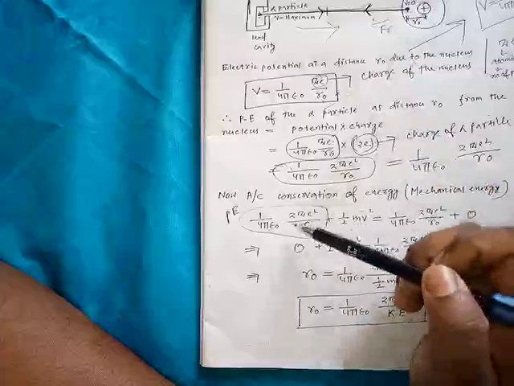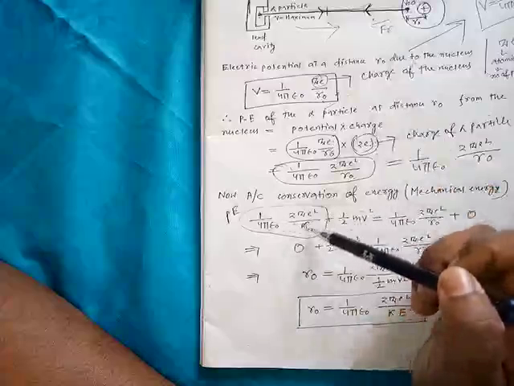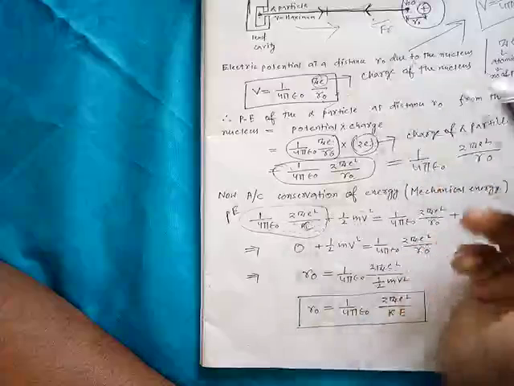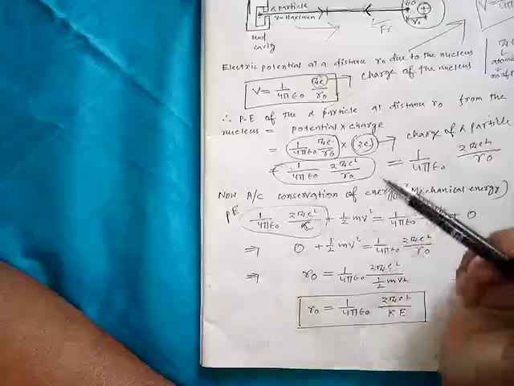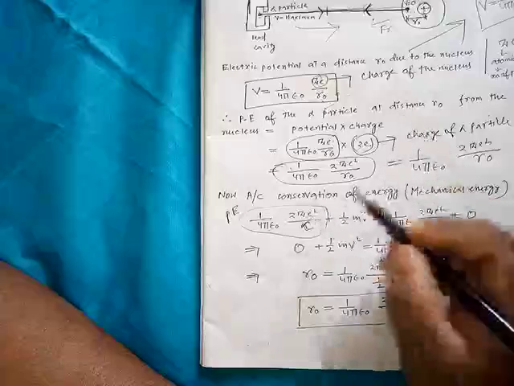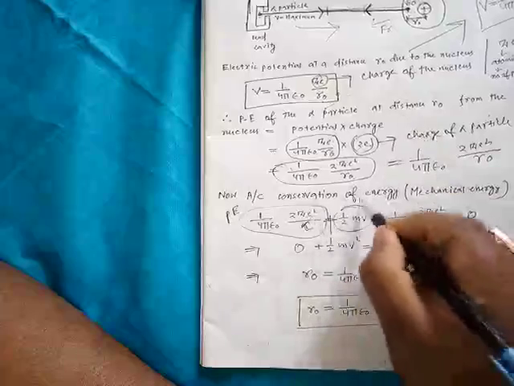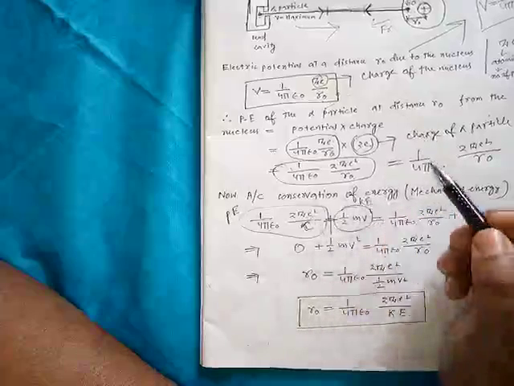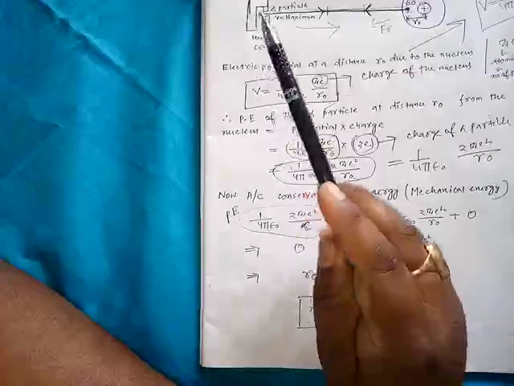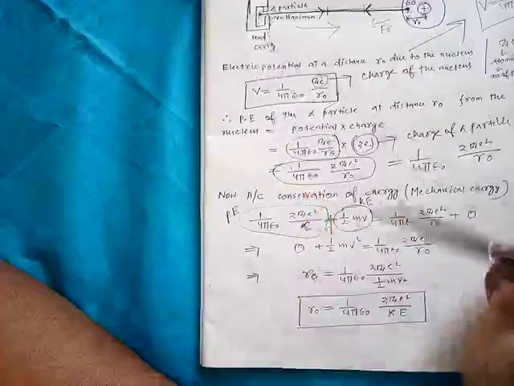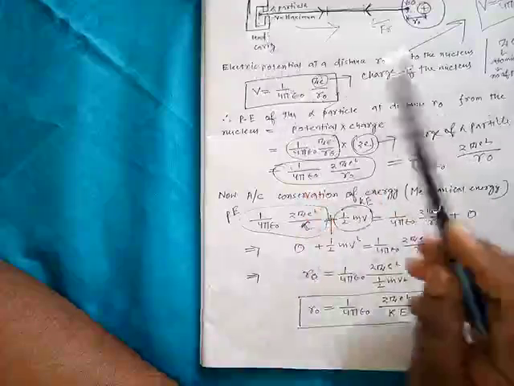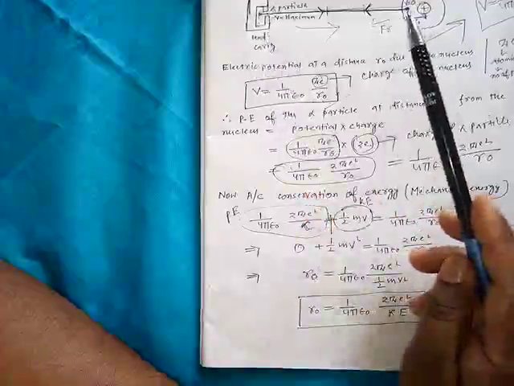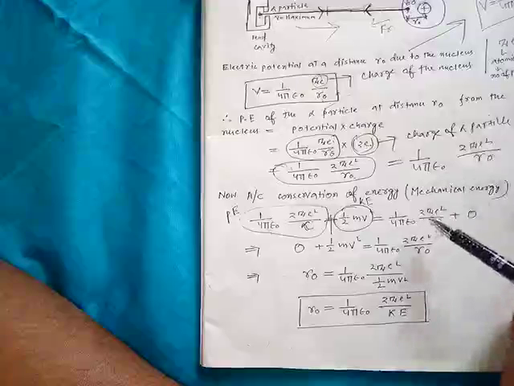So the potential energy of the alpha particle at infinite distance from the gold nucleus will be 1 by 4 pi epsilon naught twice z square by infinity, right? Plus this is the kinetic energy. What is the kinetic energy of the alpha particle at the initial point? That is, velocity is v, so half of mv square. And what is the potential energy of the alpha particle at the final point where its velocity will become 0? It is 1 by 4 pi epsilon naught twice z square by r0, right?